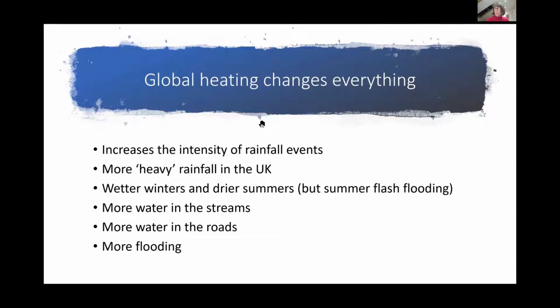The Met Office thinks that we're likely to have wetter winters and drier summers, but can also have summer flash flooding, where you have torrential downpours from thunderstorms that cause roads to flood particularly. All of that means more water in the streams, especially in winter, more water in the roads at any time of the year, and more flooding.